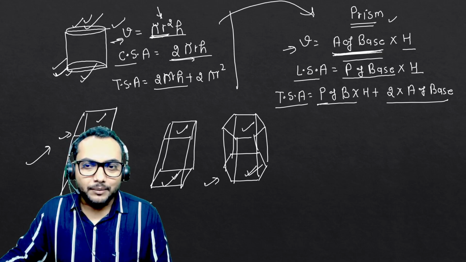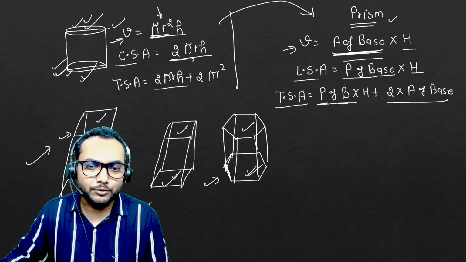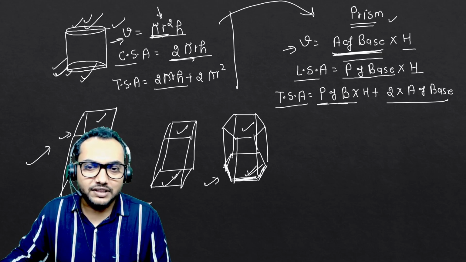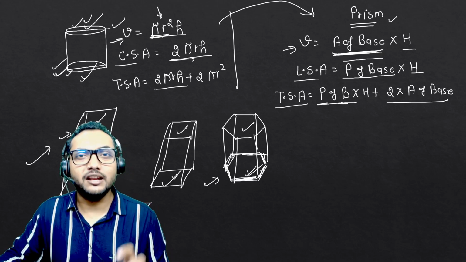Okay, so perimeter of base, that means you have to find out the perimeter of this base. This is a regular hexagon now. So first of all you will find out the perimeter of this regular hexagon, and after that 2 multiplied by area of the base, that means area of this regular hexagon. I hope this is clear to all of you. Now let us have some more clarity when we solve some more questions.